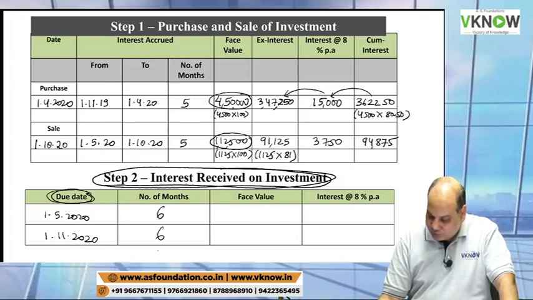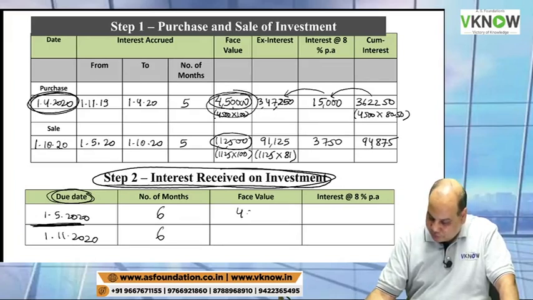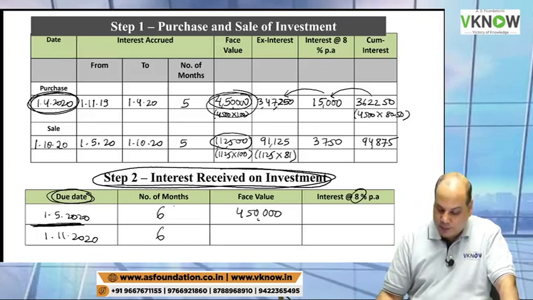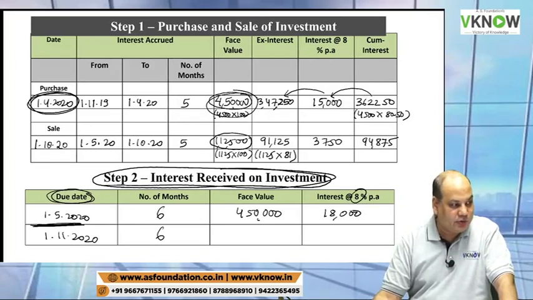Face value on 1/5/2020, we had this investment whose face value is 4,50,000. So you will take 4,50,000 into 8% into 6 by 12. Just check, are you getting 18,000?